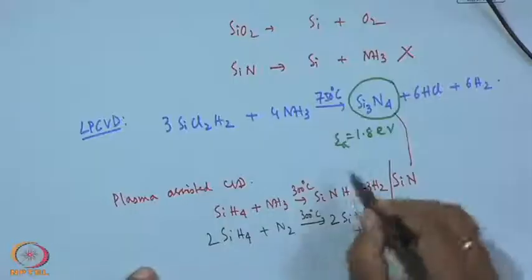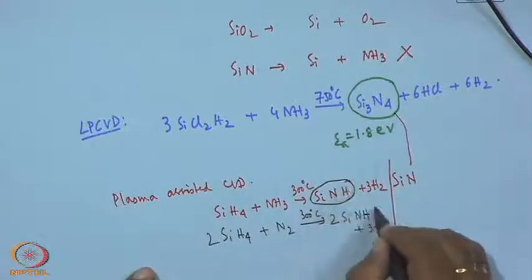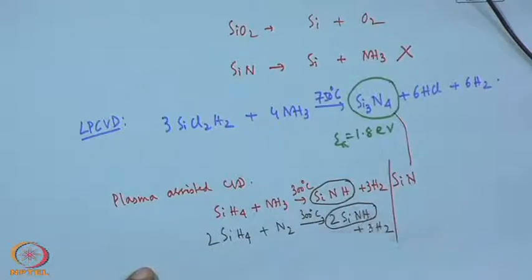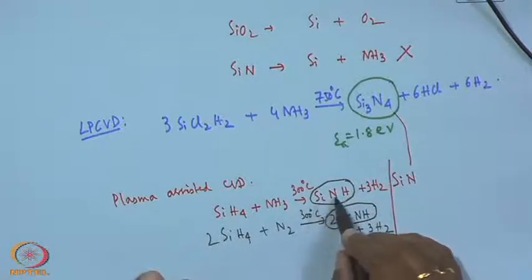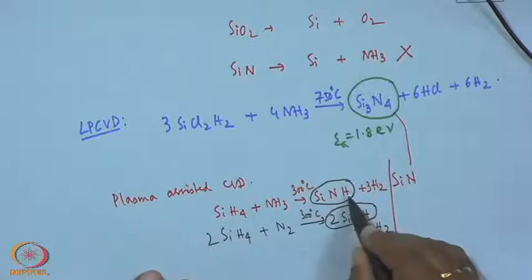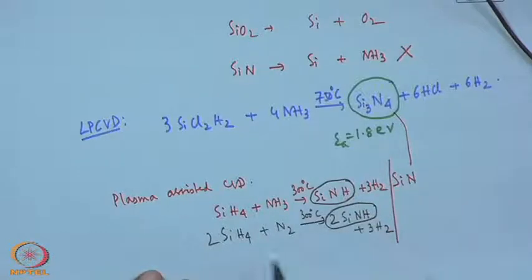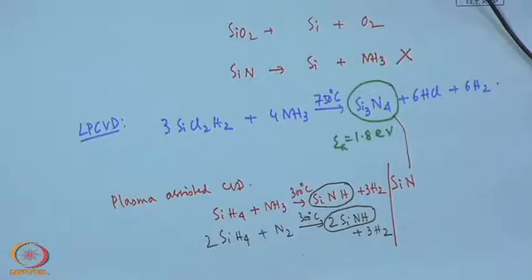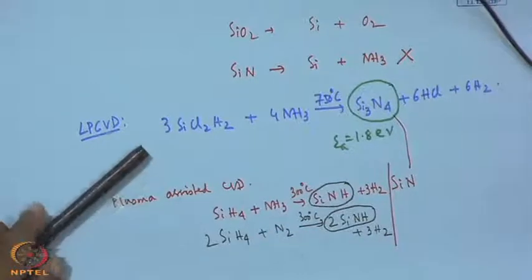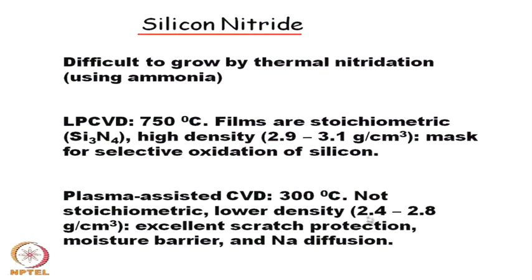But from the product we are getting from this reaction, you see that this is SiNH. So, a substantial amount of hydrogen is there, obviously, and that is why it is a non stoichiometric film. It is not stoichiometric like LPCVD, and it has lower density. The density is 2.4 to 2.8 gram per centimeter cube. Compare that with the earlier one grown by LPCVD, where it is 2.9 to 3.1.